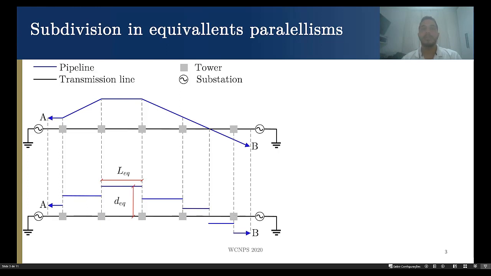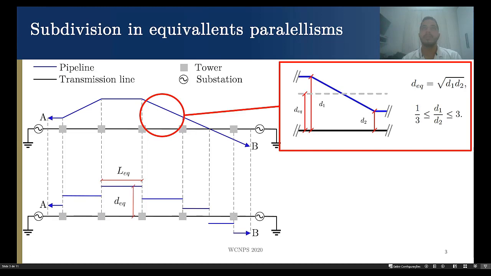In case of obliquities between the circuits, the equivalent distance can be calculated by the square root of distance 1 times distance 2, and the ratio of distance 1 to distance 2 needs to satisfy a condition. If this condition is not satisfied, the oblique segment is subdivided into two or more equal parts until it is met.